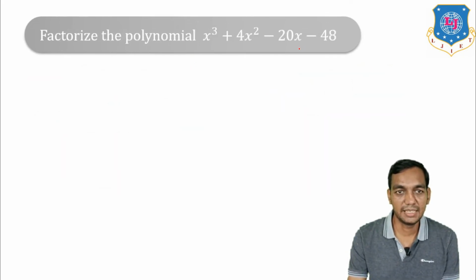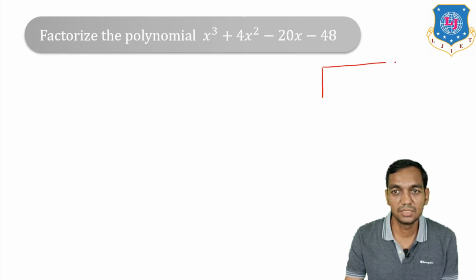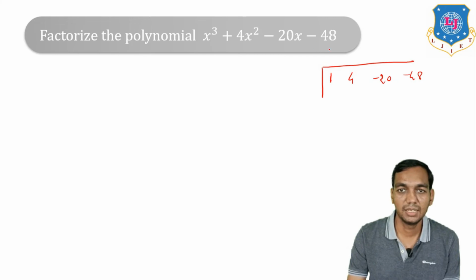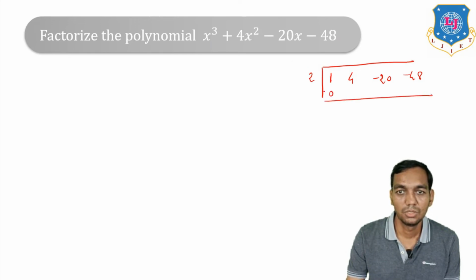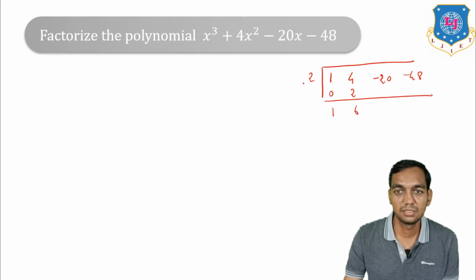In the same manner, this one is a second example. So here I am again starting with synthetic division. 1, 4, minus 20, minus 48. Correct? Now 48 has, here 1 we have, so 1 into 48 is 48. So 2 is a factor, so first we are starting with 2. 1 plus 0, that will be 1. 2 times 1 is 2. 4 plus 2, 6. 6 times 2 is 12.